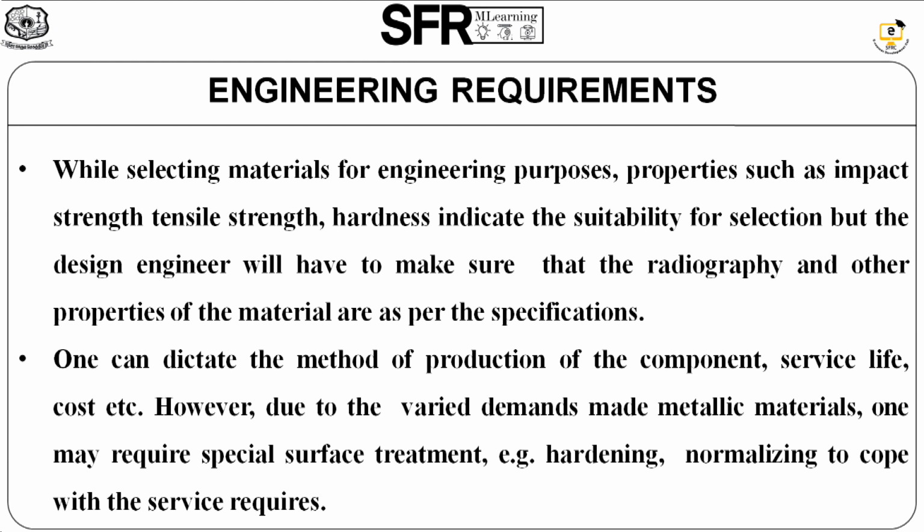However, due to the varied demands made on metallic materials, one may require special surface treatment, for example hardening or normalizing, to cope with the surface requirements. Besides, chemical properties of materials, for example structure, bonding energy, and resistance to environmental degradation, also affect the selection of material for engineering purposes. So, in recent years, polymeric materials or plastics have gained considerable popularity as engineering materials.